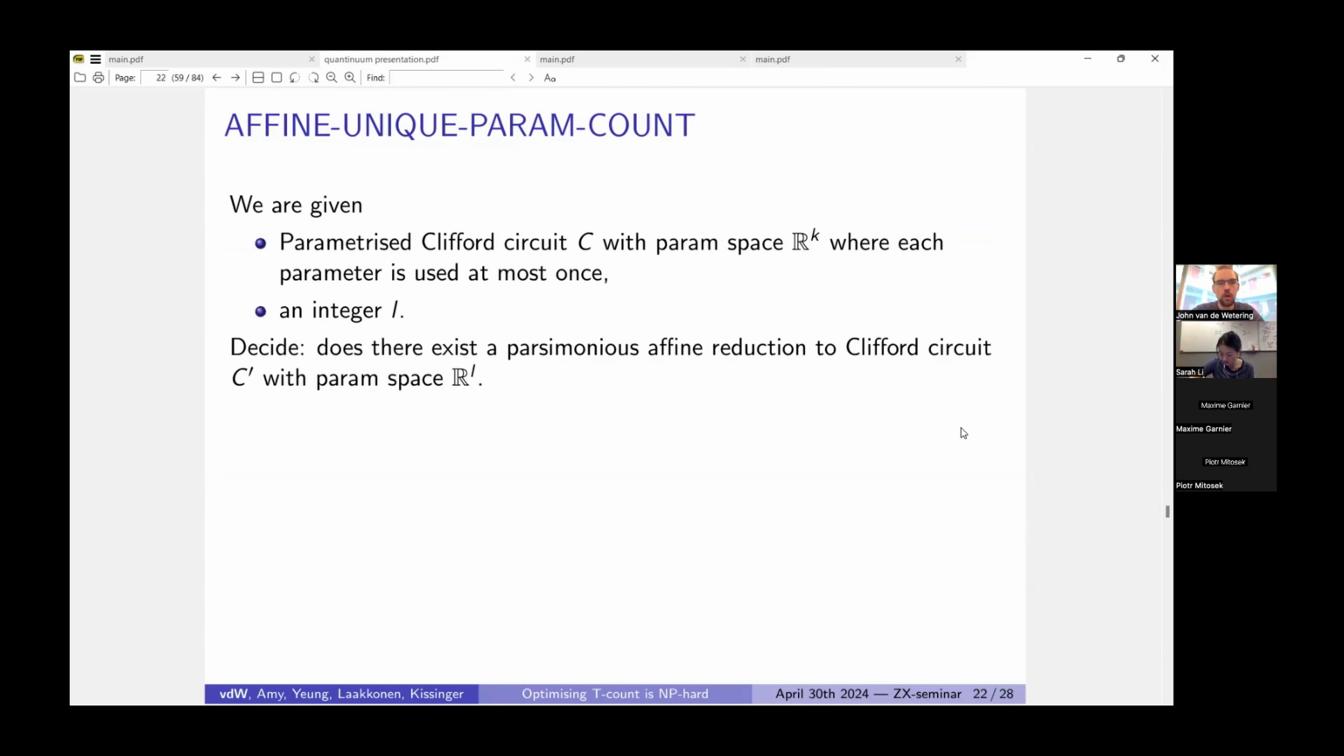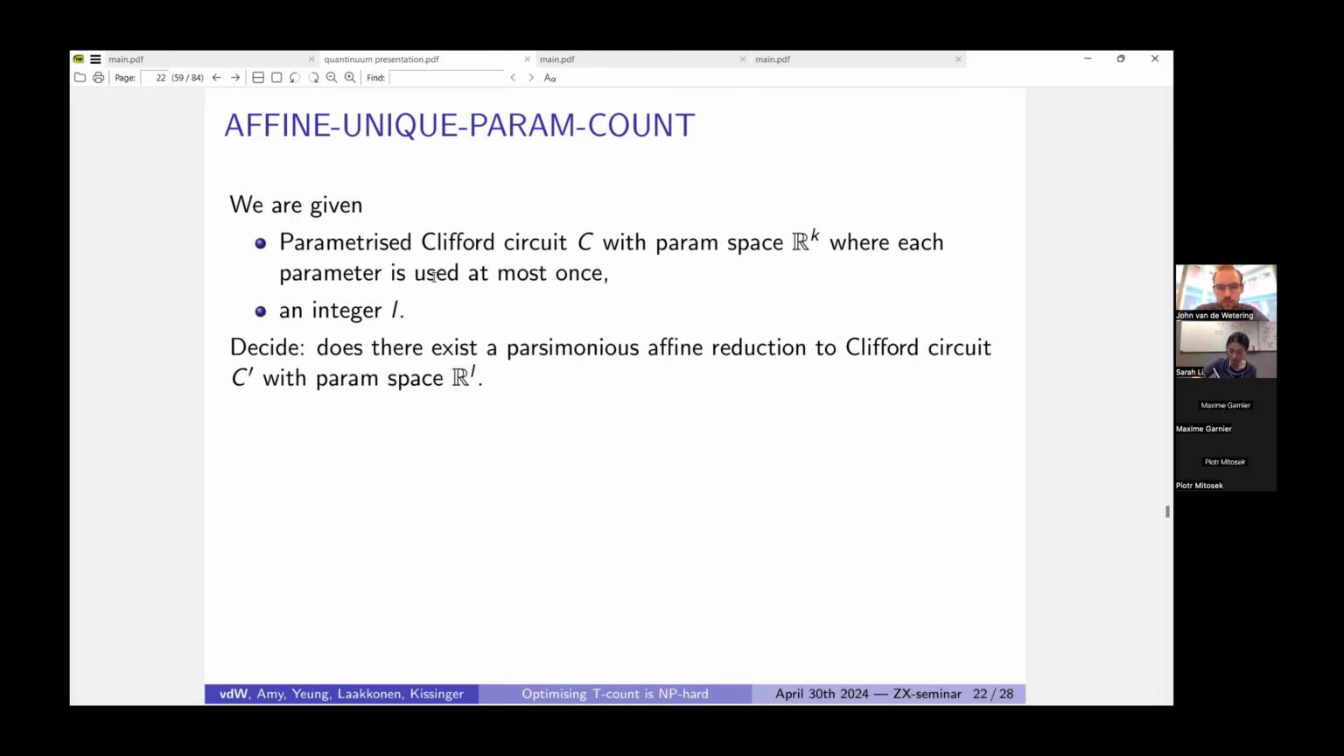Okay, so now we have the following problem, which I call affine unique parameter count. We are given a parameterized Clifford circuit C with parameter space R^k, where each parameter is used at most once, so unique parameters, and an integer L. We need to decide whether there exists a parsimonious affine reduction to a Clifford circuit C prime with parameter space R^L. Again, affine reduction means related by some matrix, and parsimonious means it has no cloning of the parameters.